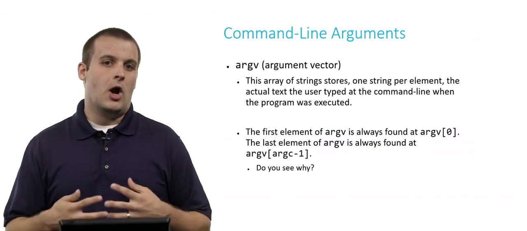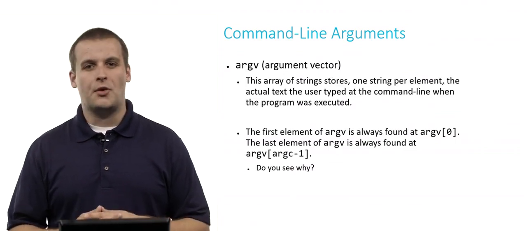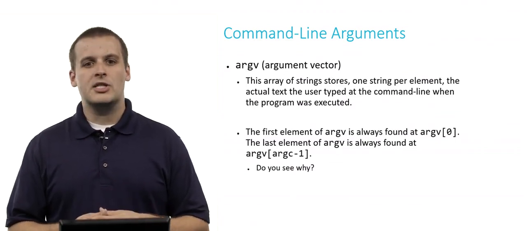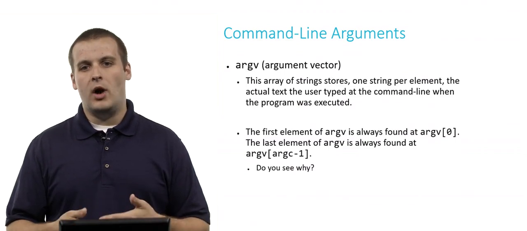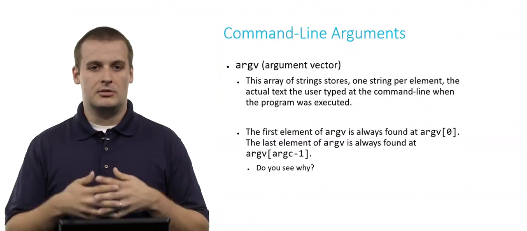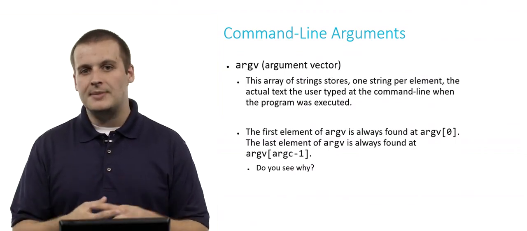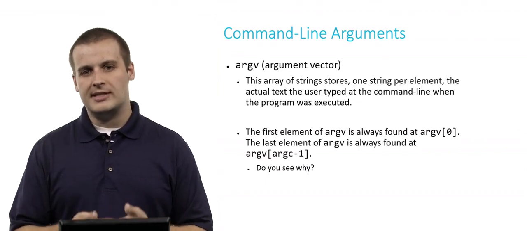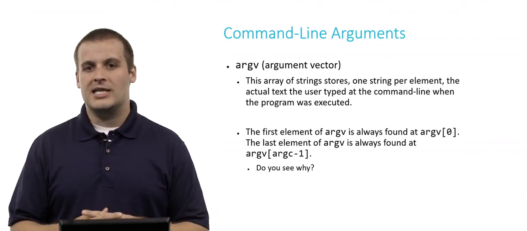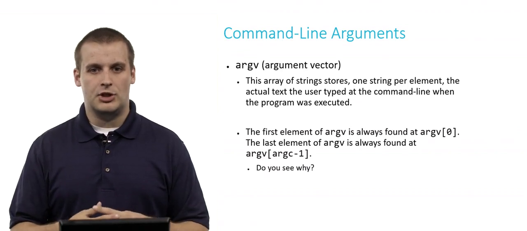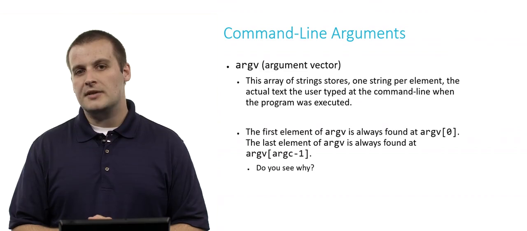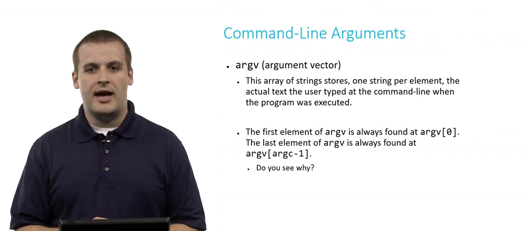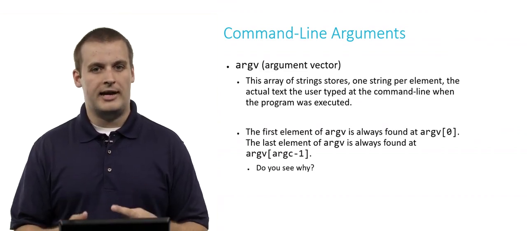argv is the argument vector. Vector, by the way, is just another word for an array. And this is an array that stores strings, one string per element, which is the strings that the user actually typed at the command line when the program was executed. Now, as is the case with any array, if you recall from our discussion of arrays, the first element of argv is always going to be found at argv square bracket 0.